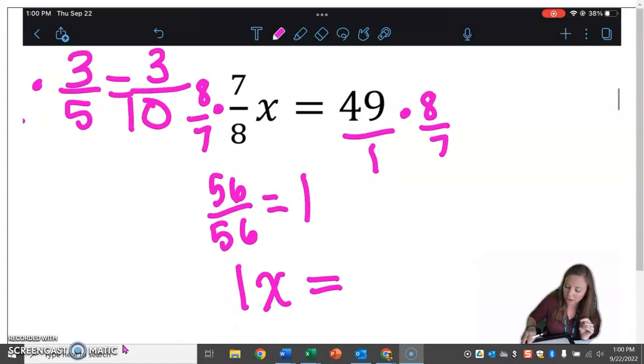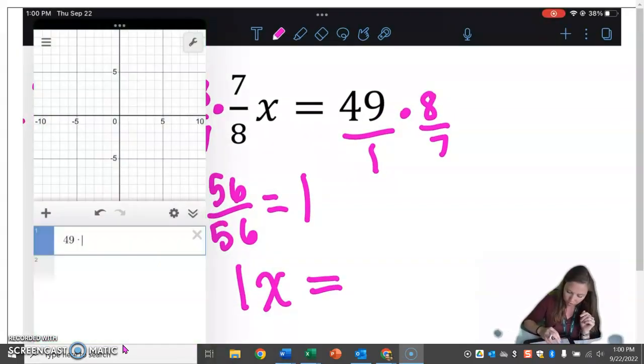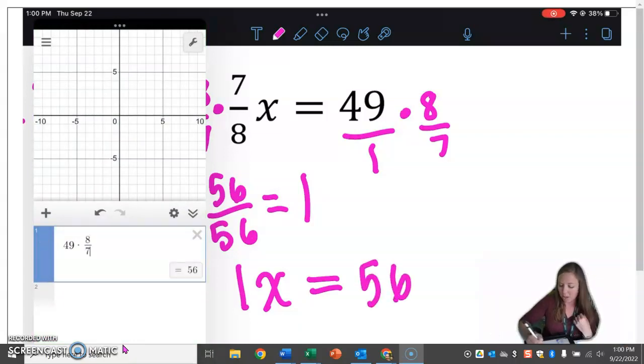You can use your calculator for this. If you don't remember your fraction rules, I'll show you, but you can also just work it out by hand. It's a pretty easy one to do. So this would be 56.